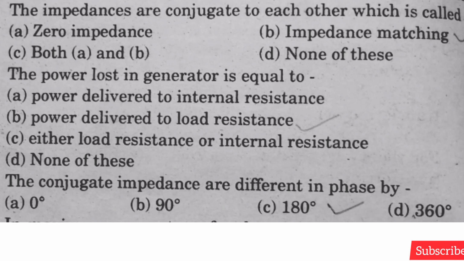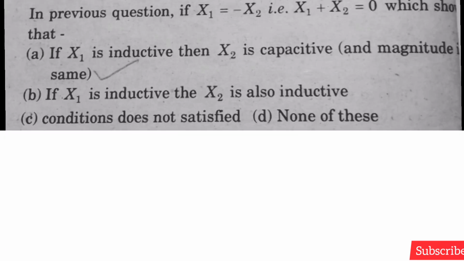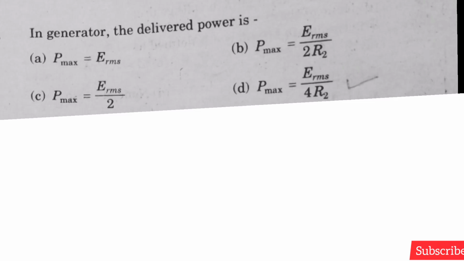Option C is right. In maximum power transfer theorem, the power is given by, option A is right. In the previous question, if X1 is equal to minus X2, that is X1 plus X2 is equal to 0, which shows that option A is right. If X1 is equal to minus X2, then maximum power is, option C is right. In generator, the delivered power is, option D is right.